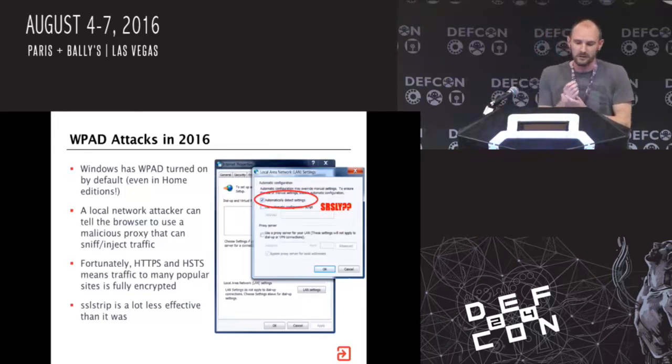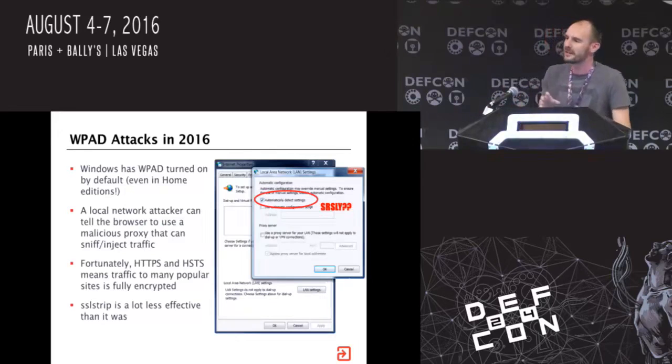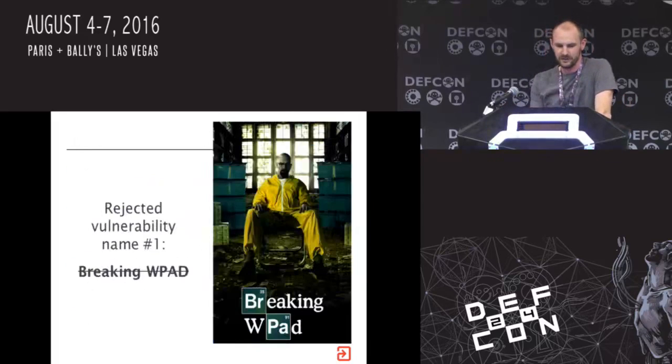Local network attackers can exploit this, and there are tools there. Paul showed a link to it earlier. But fortunately, again, with HTTPS and HSTS traffic, there's theoretically, at this point, nothing the attacker should be able to do to our connections to get at our data. And that's what we're going to show you next.